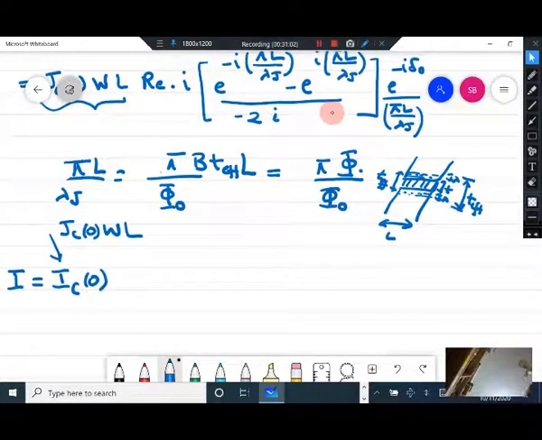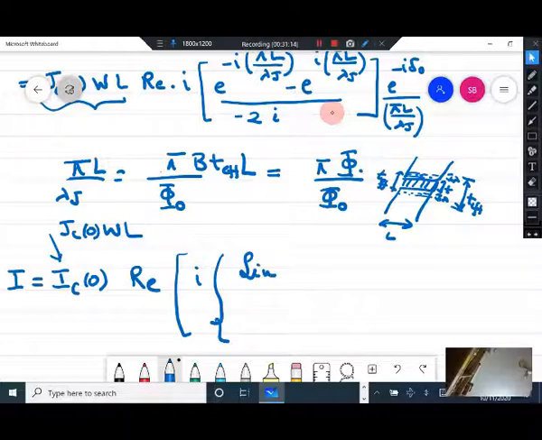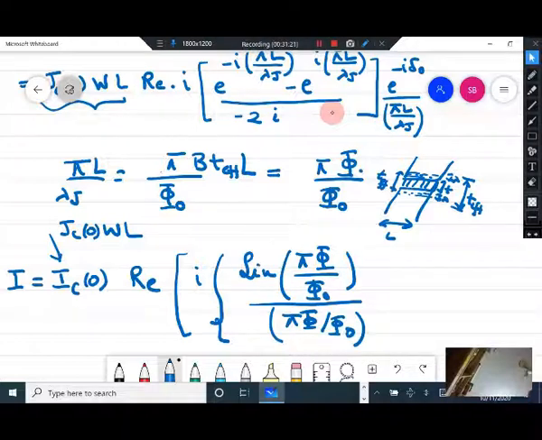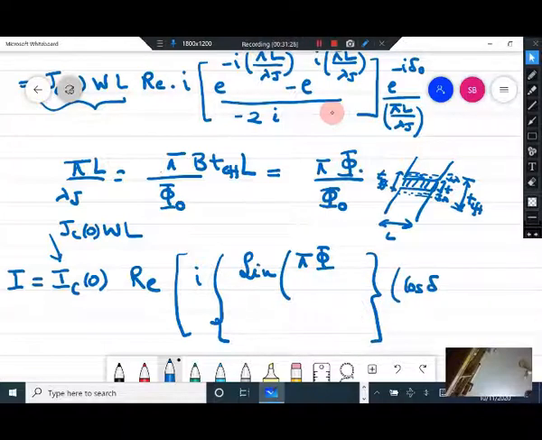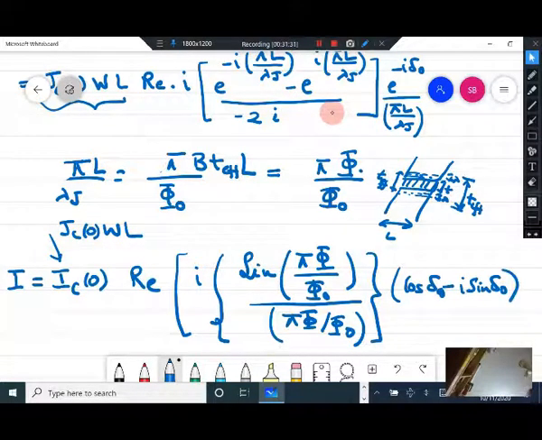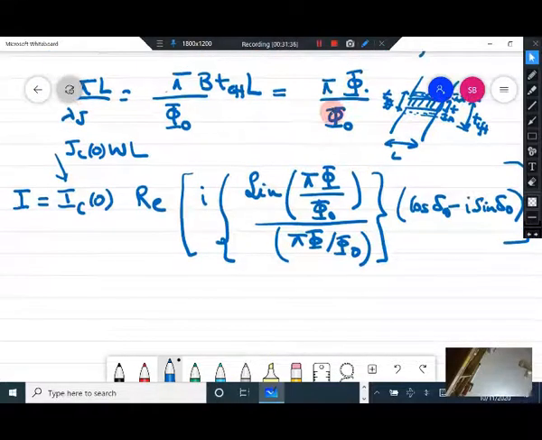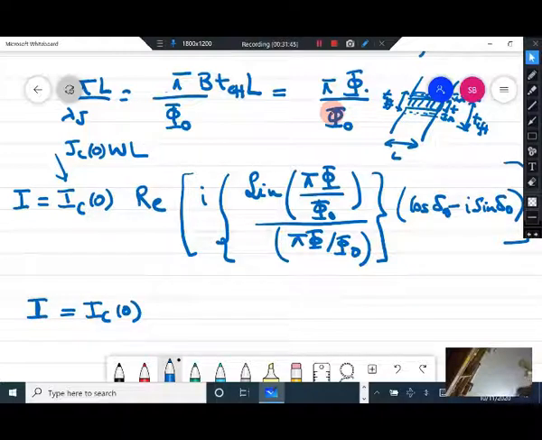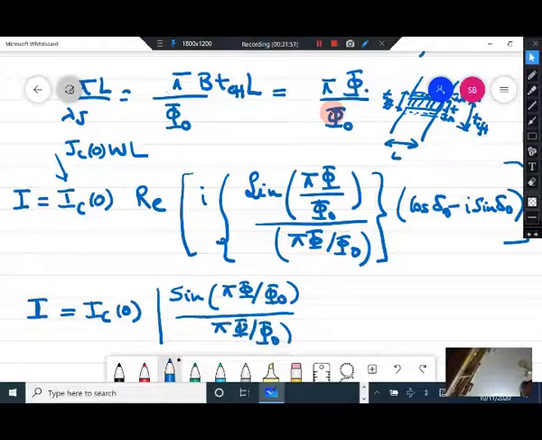Okay, I_C0 into the real part of i sine(pi phi by phi naught) divided by (pi phi by phi naught) into cos delta 0 minus i sine delta 0, and therefore your current I, the Josephson current I, is I_C0 into sine(pi phi by phi 0) divided by (pi phi by phi 0) into sine delta naught.